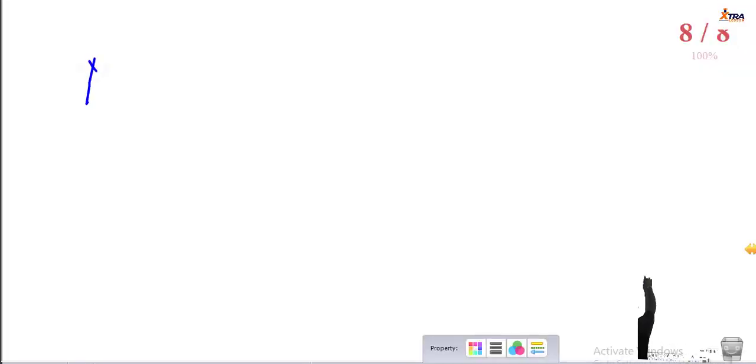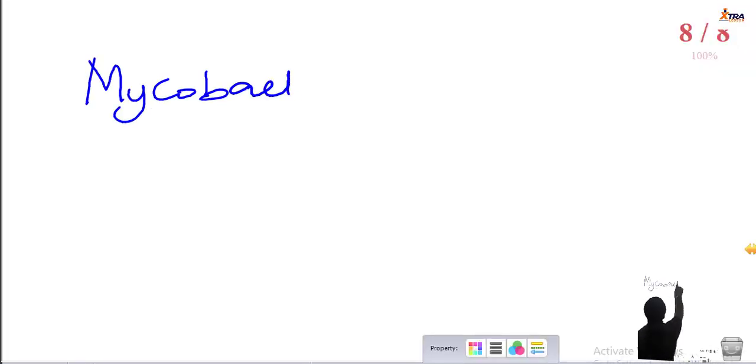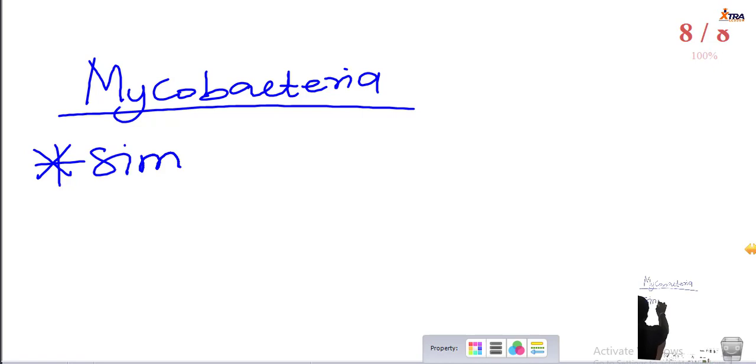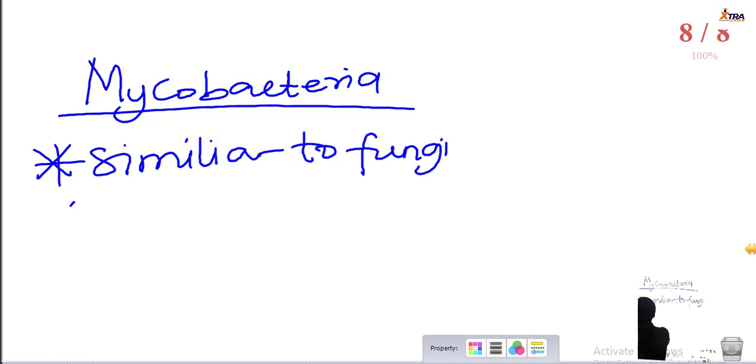Now, let's look at Mycobacterium. This is a genus of bacteria that consists of species that are similar in structure to the fungi, because fungi are known for forming branching structures. The formation of this branching structure is called hyphae. Similar to fungi, they continuously form branching.